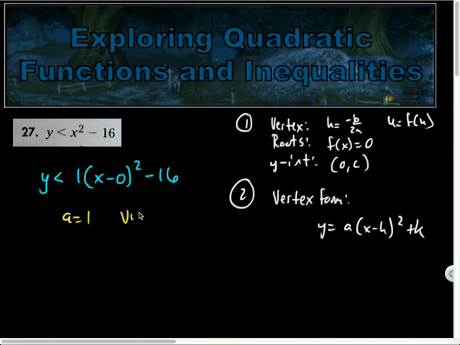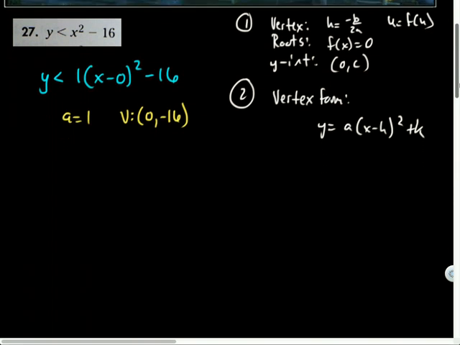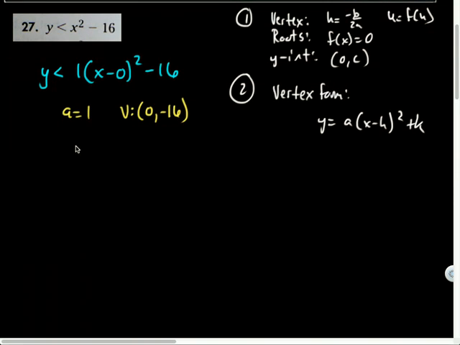The vertex is, that's not it. There we go. 0 comma negative 16. Right? And it's a regularly shaped parabola. Opens up. Regular. Right? So the slopes are up 1 over 1, up 3 over 1, up 5 over 1.